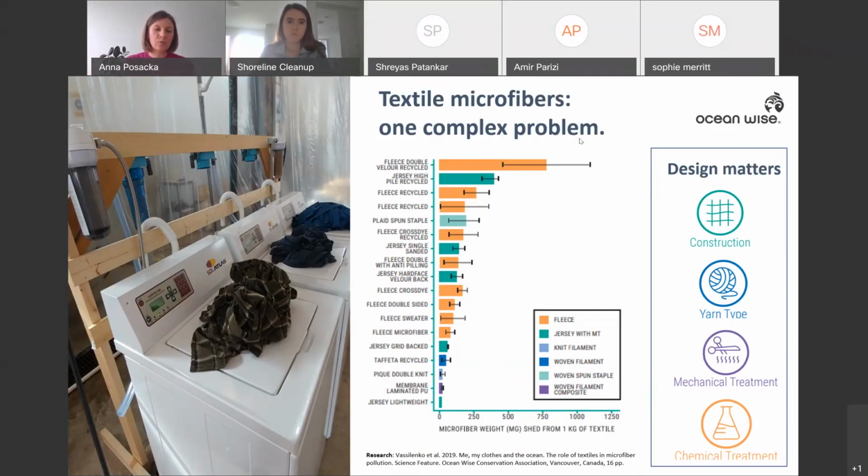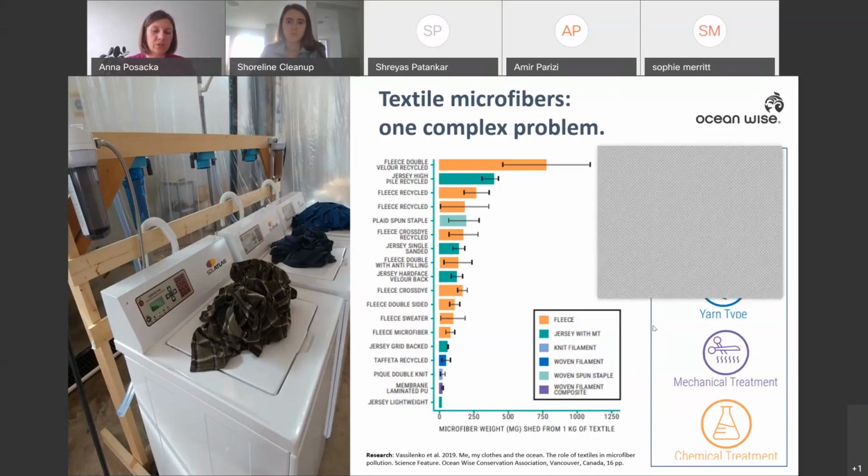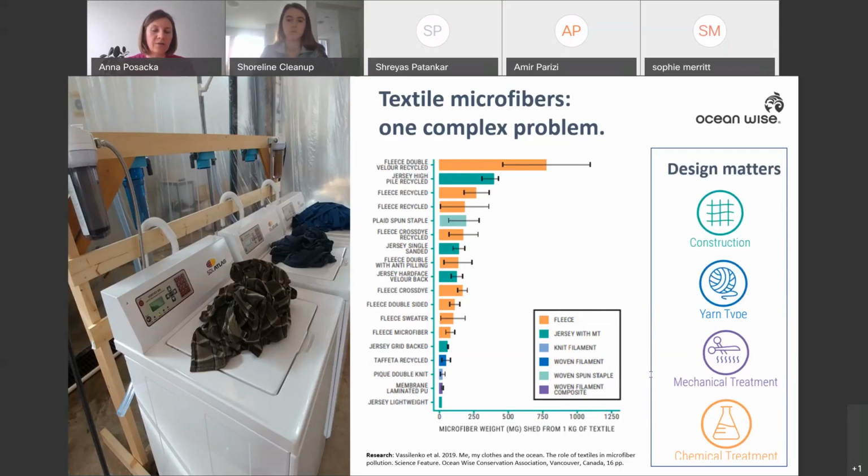And in a nutshell, what we wanted to communicate with this is that by looking at this variation and how fiber shedding varies between different textiles, we can help to identify designs that shed less or very little microfibers. So this is where we're trying to understand the role of design in microfiber shedding. And we can now proceed to the next one.